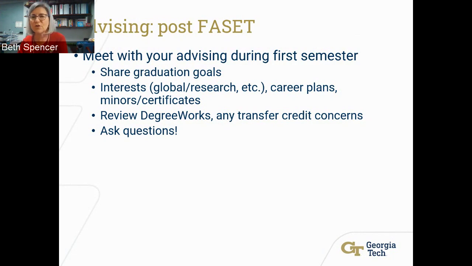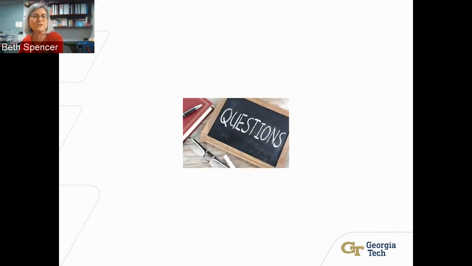Let them know if you want to get a global experience, if you want to do research. Everybody needs to get work experience while they're at Tech. There are so many ways to do it, whether you do the formal co-oping or internships or other types of exploration. It's also a good time to go over your DegreeWorks in depth with your advisor and ask any questions about where things are falling, to follow up on any transfer credit concerns, etc. And it's a really great time to ask your advisor lots of questions. So that's something I would encourage transfer students to do during their first semester. Not a requirement, but a suggestion.